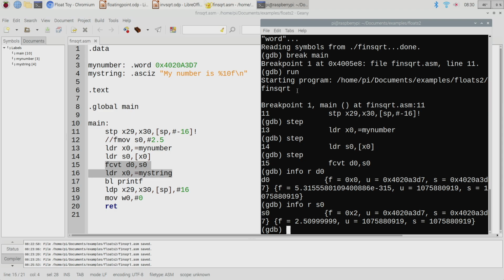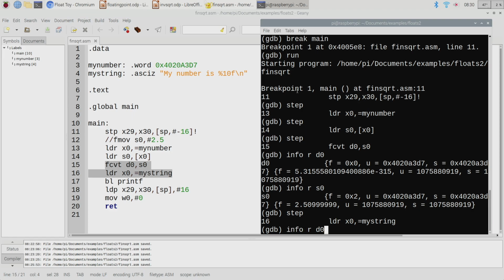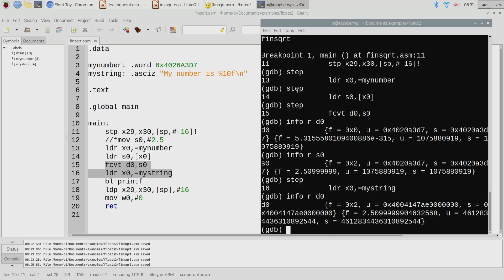So right now, what does D0 have in it as a floating point number? It has this, right? Blah, blah, blah times 10 to the minus 315, right? Which is why when we printed it earlier, it appeared to be 0, because something times 10 to the minus 315 might as well be 0 as far as we're concerned, right? Okay, so if we step one more time and then look at it, now look what we've got.